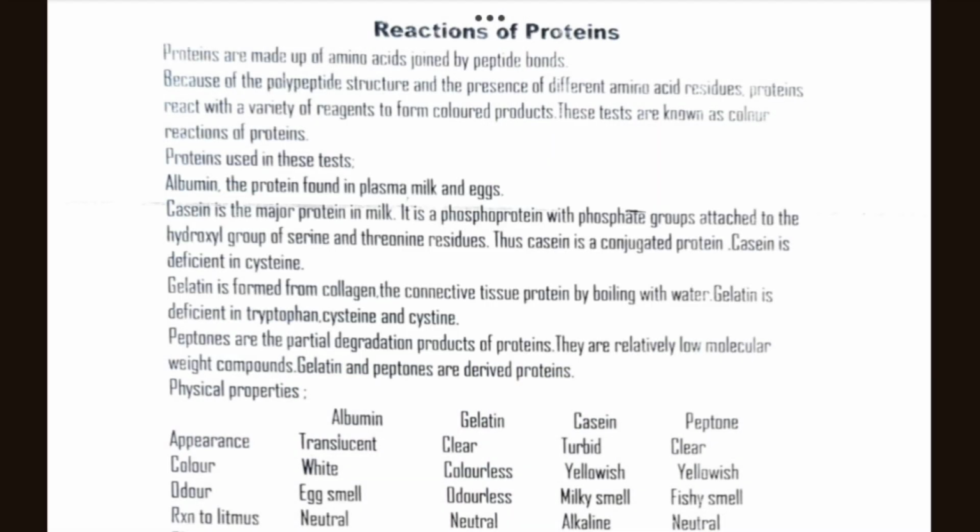So today let's do reactions of protein, that is general reactions of protein. Proteins are made up of amino acids and these are linked by peptide bonds based on this polypeptide structure, and then because of different amino acids, they react with various reagents and give colored products, and these are known as colored reactions.